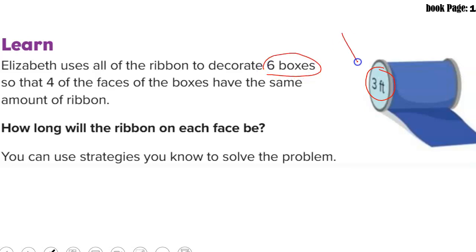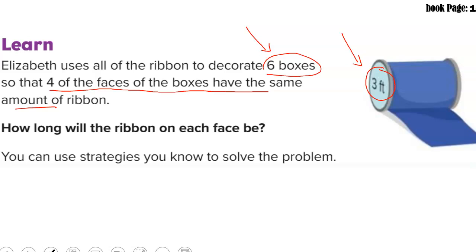So we have 3 foot of ribbon shared between 6 boxes. Now this is the first step. See, there is another number, so that 4 of the faces of the boxes have the same amount. So each box has 4 faces, and you need to divide again into 4 sections. I will show you how to do that.